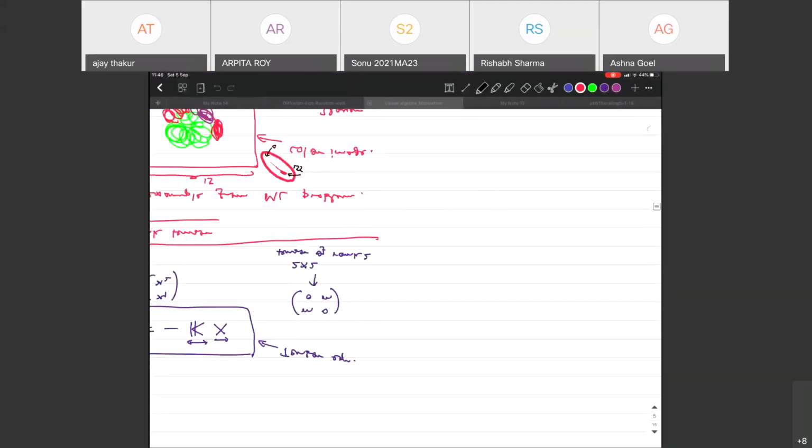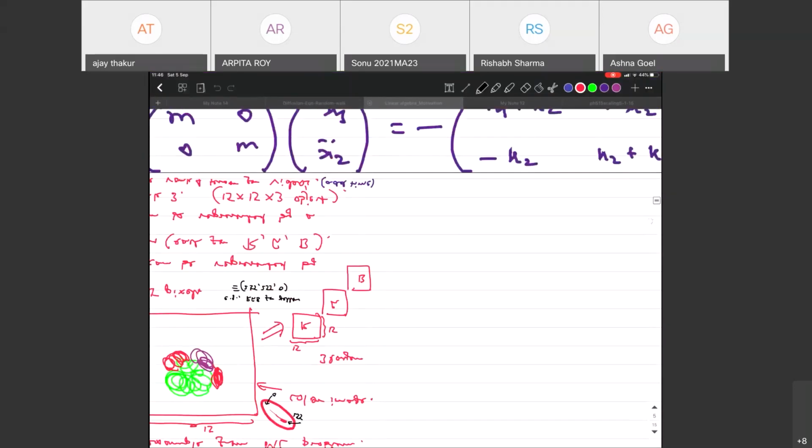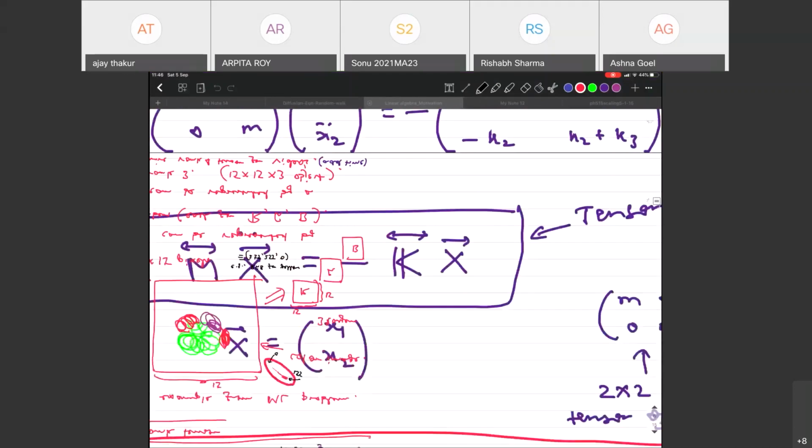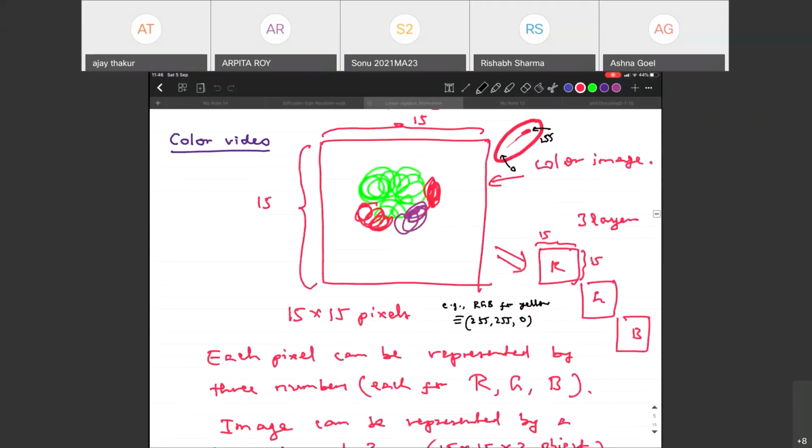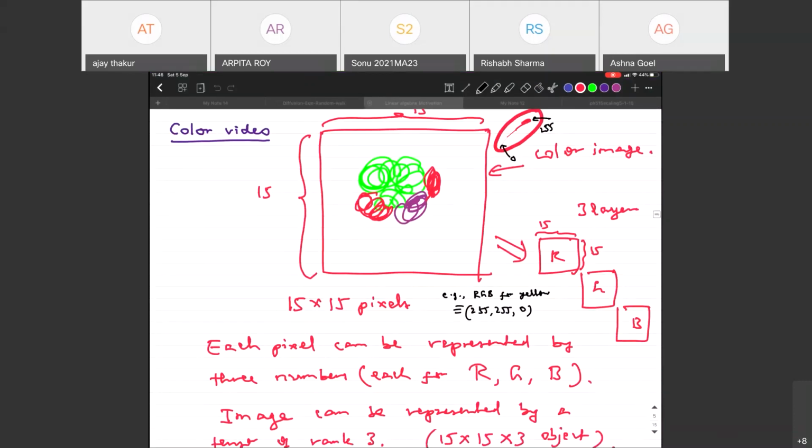So that is some kind of notation for different colors. Now I got the point of why the rank is 3, because here only 3 colors are independent. That's why it's 15 by 15 by 3. Excellent. Now suppose it is not an image, but a moving image, like video.